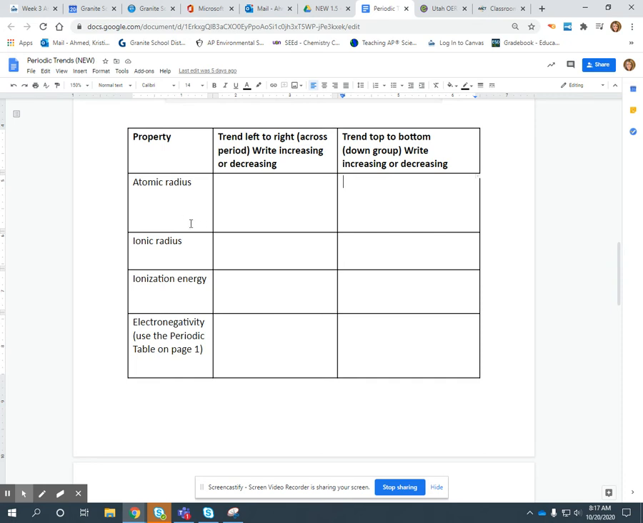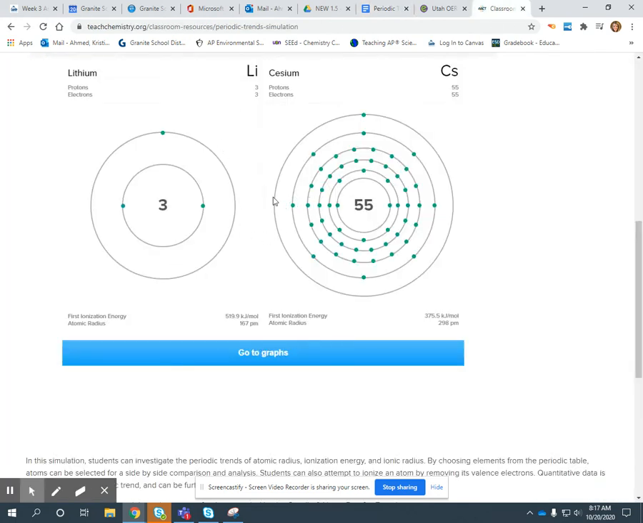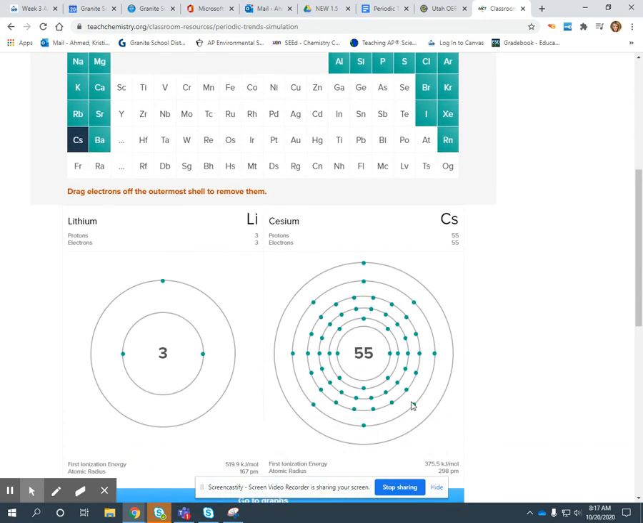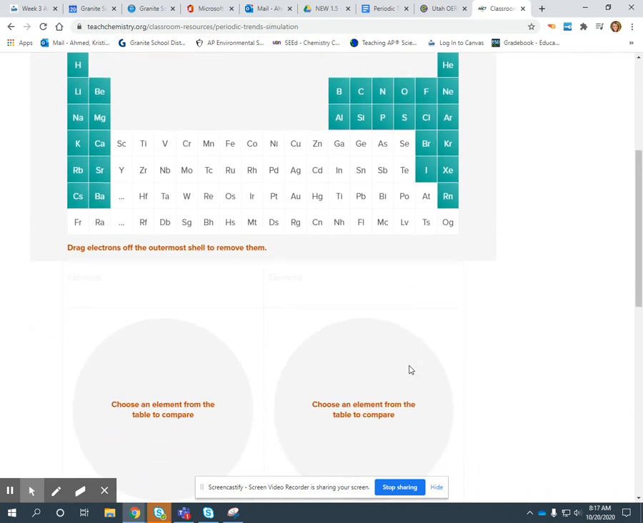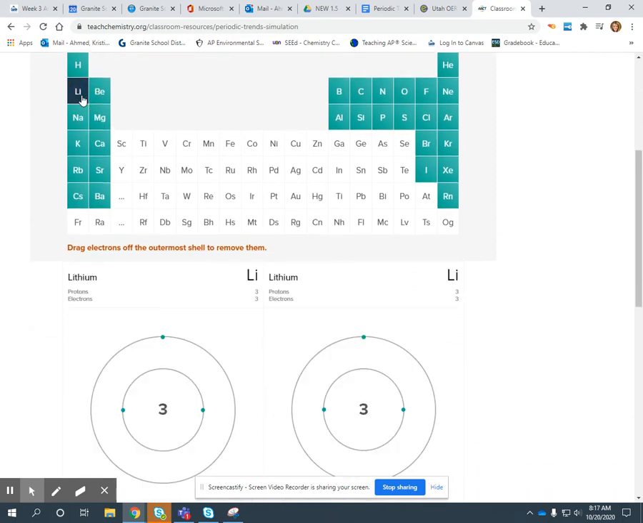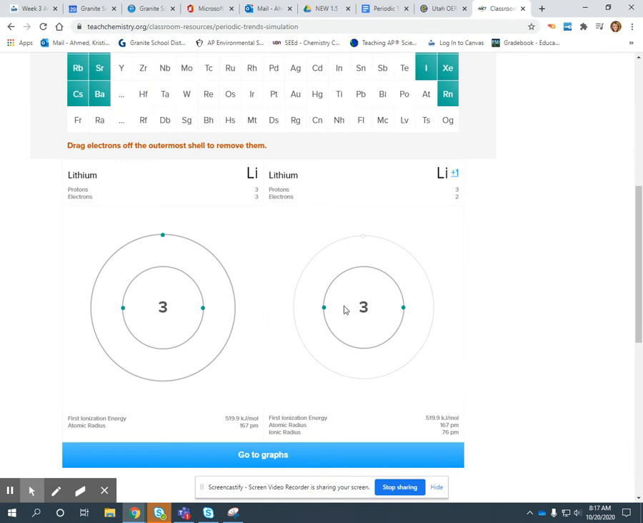Okay, so you'll see that there are 4 properties that you're going to be investigating. Now, to investigate ionic radius, we're going to have to create some ions. So what I suggest is that when you reset this, you compare neutral atoms to each other and then remove an electron by dragging it to create an ion. What happened when I removed my electron? Did the atom get bigger or smaller? I want you to think about that.